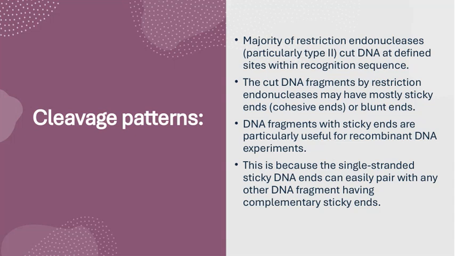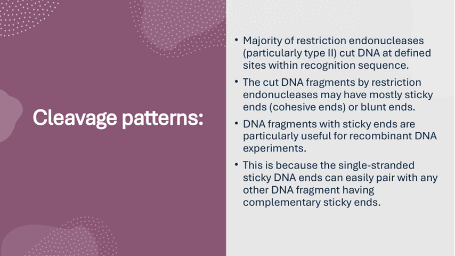Let's talk about cleavage patterns. The majority of restriction endonucleases, especially the well-known type II enzymes, cut DNA at specific, defined sites within their recognition sequences. This precise cutting is what makes them so valuable in genetic research. When these enzymes cut the DNA, they produce fragments that can have either sticky ends, also known as cohesive ends, or blunt ends. Sticky ends are particularly useful for recombinant DNA experiments because they are single-stranded overhangs that can easily pair with other DNA fragments that have complementary sticky ends.